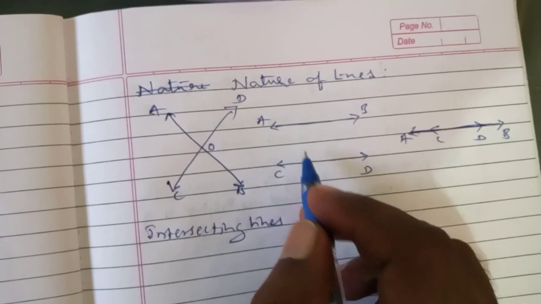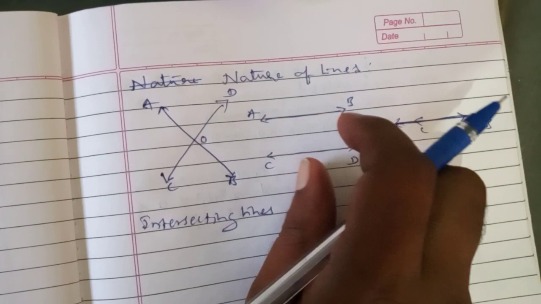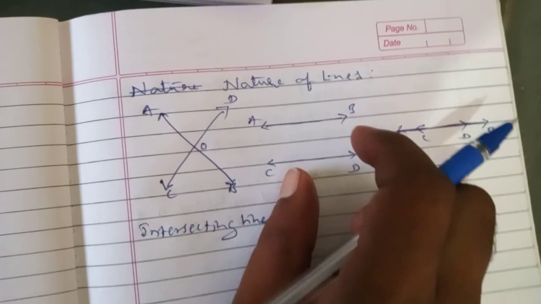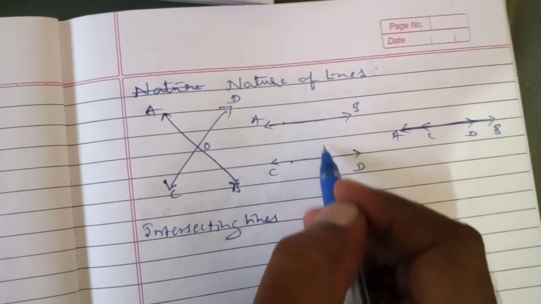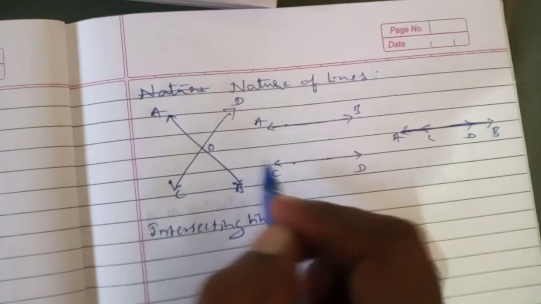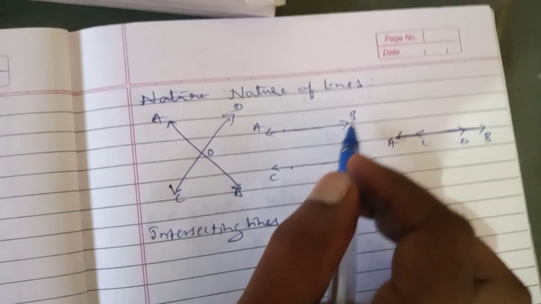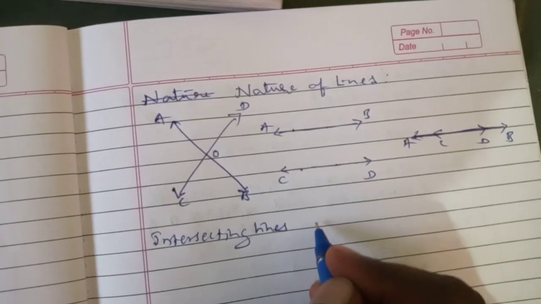And then the second type: AB and CD are equidistant from one another at any points, right? You have to consider these 2 points and these 2 points. At these 2 points, they are equidistant. It means these two lines AB and CD are parallel to each other, meaning parallel lines.